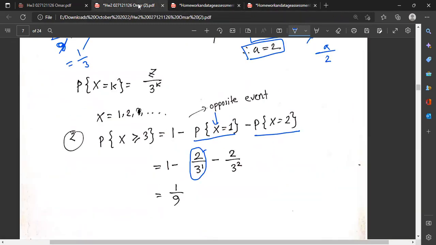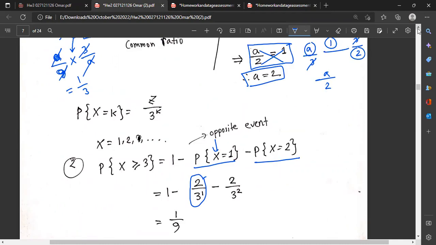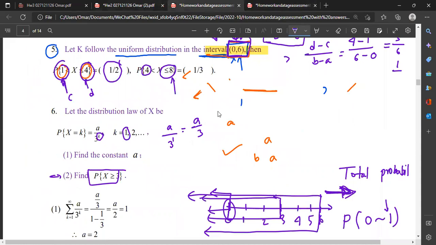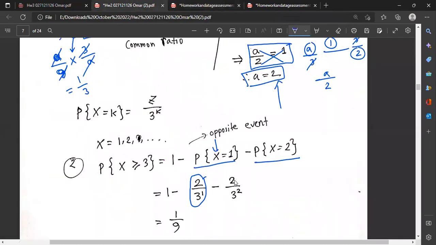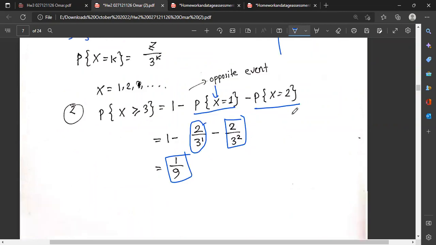And then, here the value of a, we already know the value of a, right? So value of a is 2. So we can also write down here equal to 2 by 3, okay? And then when k is equal to 2, so it will be a by 3 squared. So here the value of a is 2 and 2 by 9, right? So that's why I write down here 2 by 3 squared, or 2 by 9. So the answer will be 1 by 9. So is it clear, guys? Here we calculate using the opposite event.